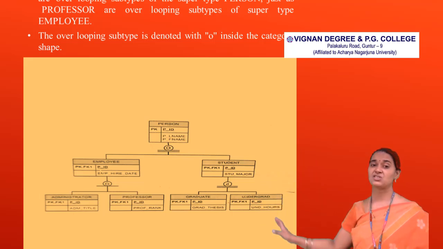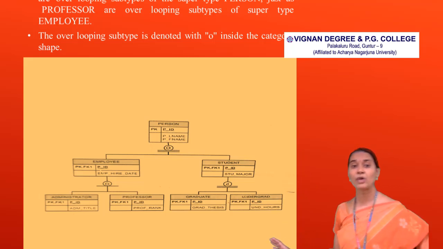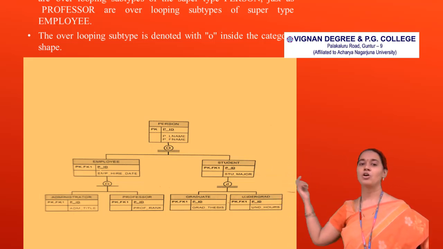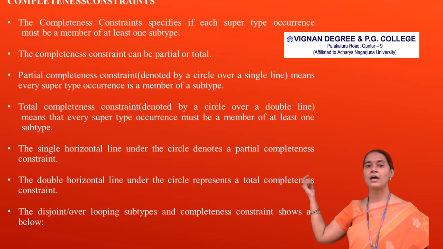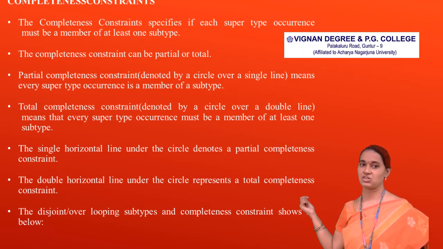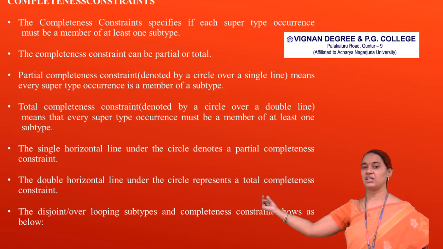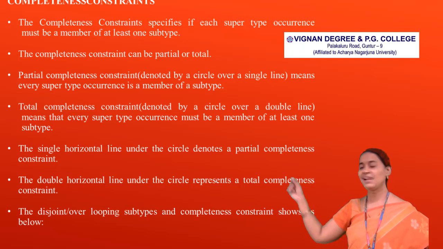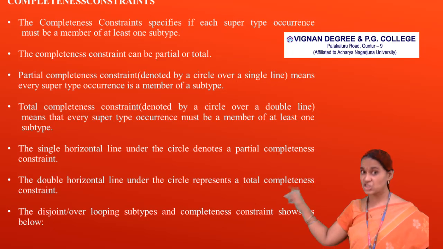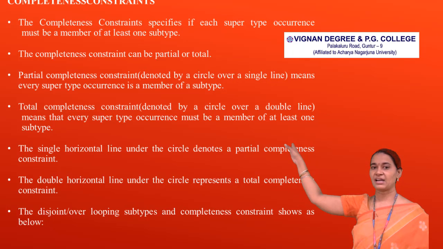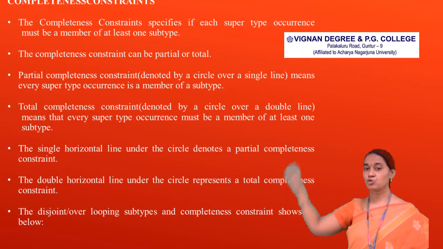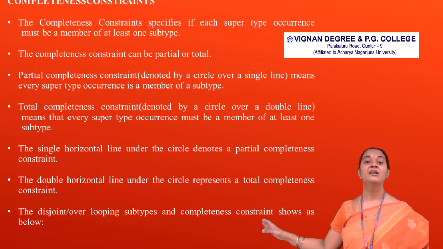And this completeness constraint is again divided into two types, which include partial or total. So what is a partial constraint and what is a total constraint? Partial completeness constraint, how is it represented? With a circle and one line below it. It is called a partial completeness constraint, which means that an employee supertype occurrence must be a member of a subtype.